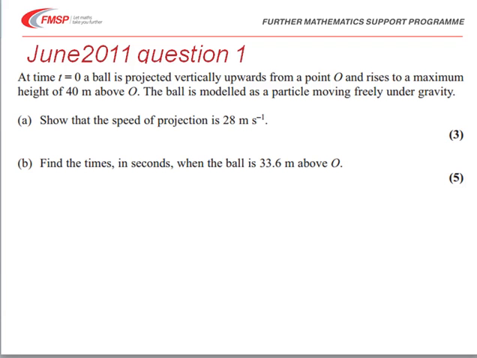We're told in the question that at time t equals 0 a ball is projected vertically upwards from a point O and rises to a maximum height of 40 meters above that point. The ball is to be modelled as a particle moving freely under gravity. We're asked to show that the speed of projection is 28 meters per second, and then find the times when the ball is 33.6 meters above O.